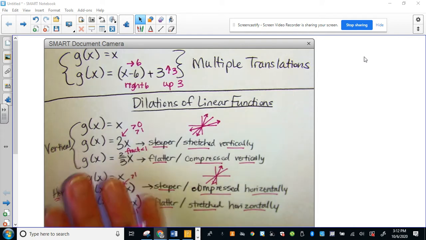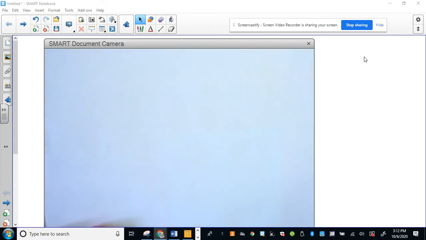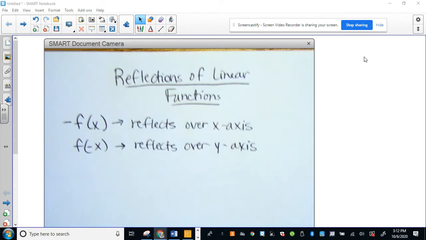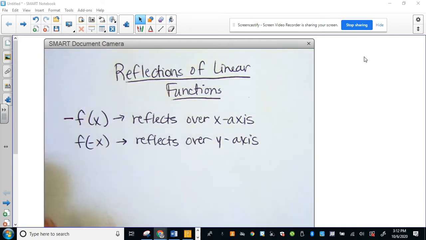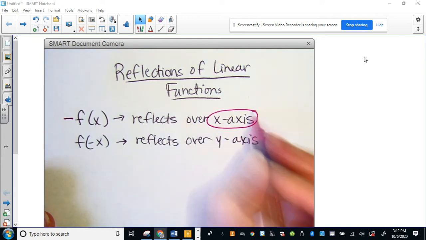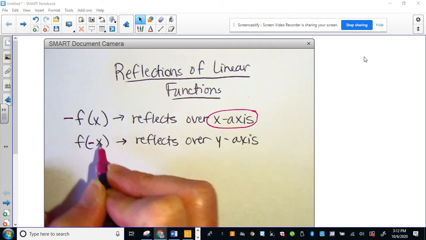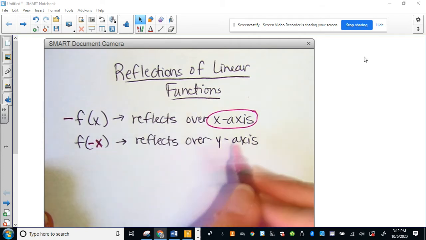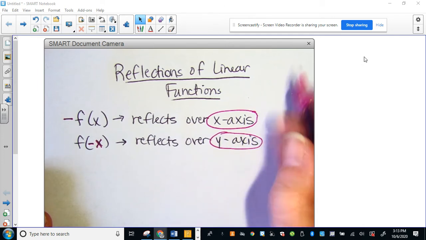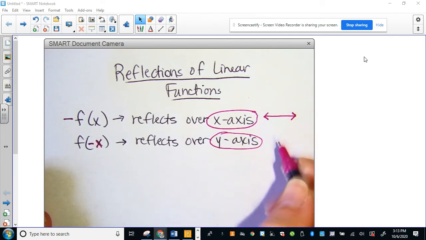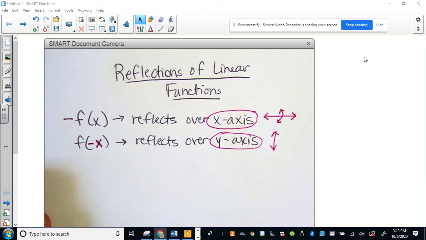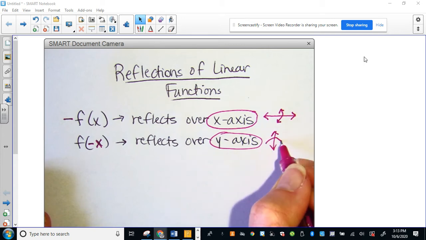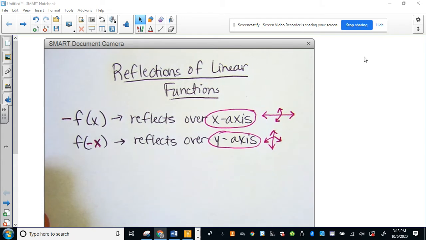And then finally, we have reflections. Again, you may want to pause and get these notes. When you're reflecting, here we have the negative on the outside, so you're reflecting over the x-axis. And here you have the negative on the inside, so you're reflecting over the y-axis. The x-axis is here. Your y-axis is here. So you're flipping over the x-axis. And this one you'd be flipping over the y-axis this way.